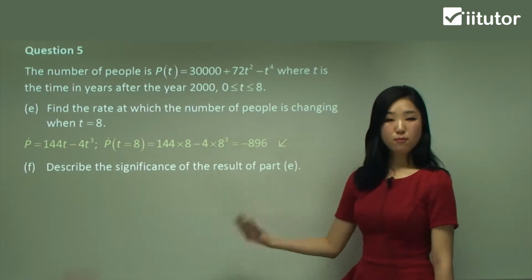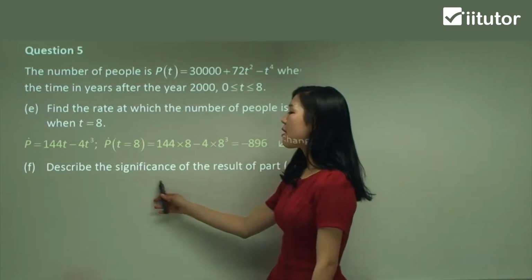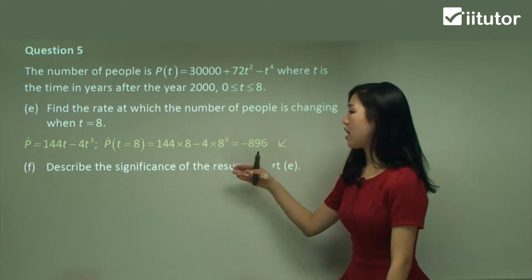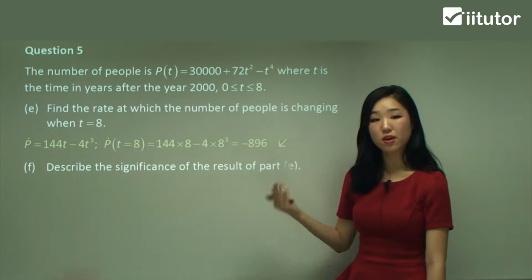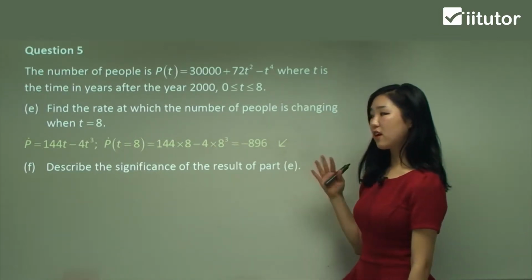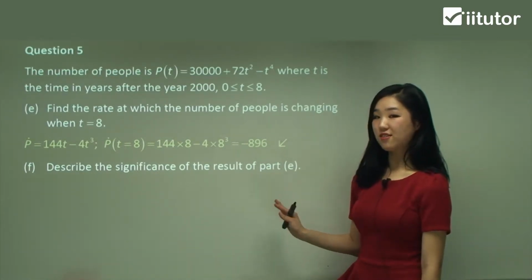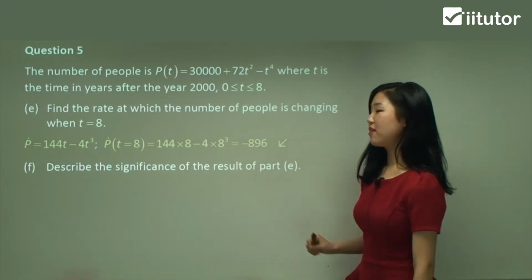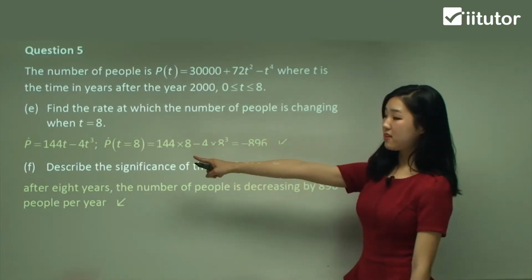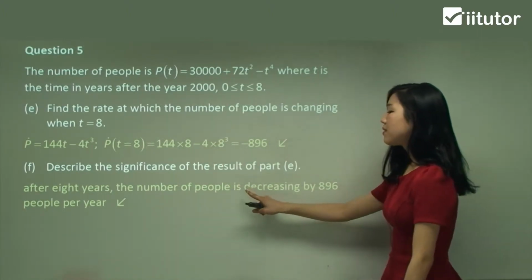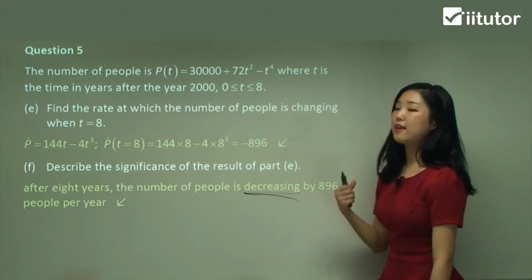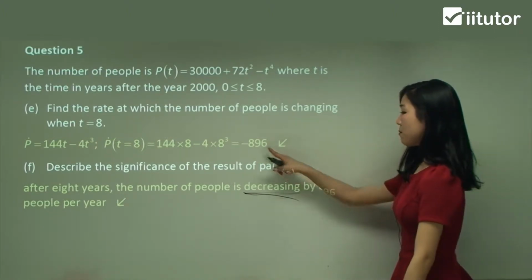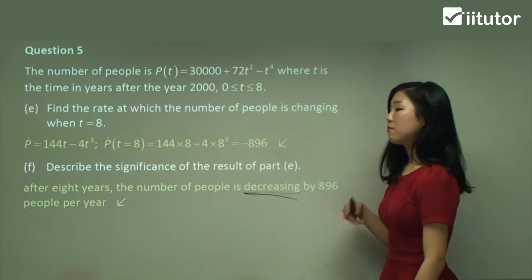You know that the following question will be, describe the significance of the result of part E, which means, what does this number you had in part E indicate? What is it talking about? Think about it by yourself first, and then check with mine. What do you think this indicates? Well, it's negative. So this means after 8 years, because T was 8, the number of people is decreasing. The key thing here is decreasing, whereas the previous one it was increasing. This time it's decreasing by 896 people per year.